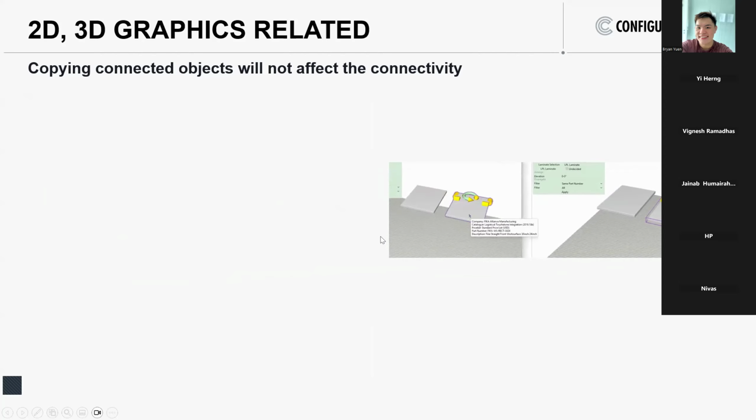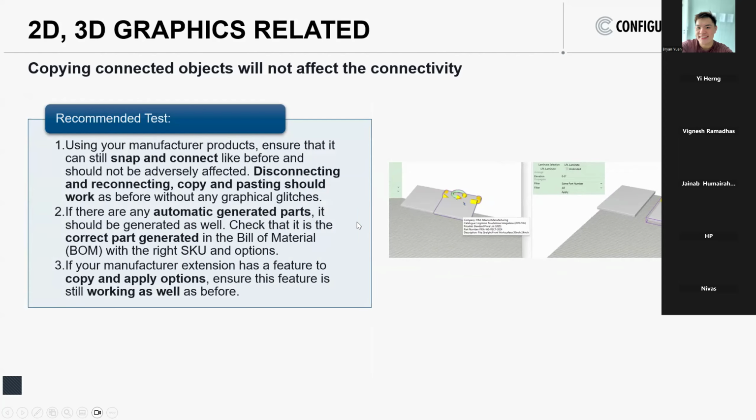Okay, so if you want to run the test on this part, on your manufacturer extensions, make sure that it can still snap and connect like before and should not be adversely affected. Disconnecting and reconnecting, copy and pasting should work as before without any graphical glitches. If there are any automatically generated parts, they should be generated as well. Check that it is the correct part generated in the BOM with the correct SKU, options and descriptions. If your manufacturer extension has a feature to copy and apply options, ensure that this feature is still working as well as before.